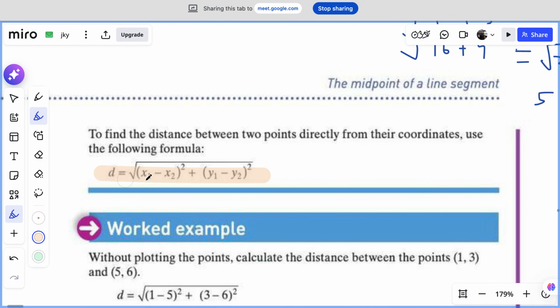So 10 equals to, what's the gradient? How do you know the gradient? Because the first line, and they are parallel. The first line, the gradient is -3. So the second line, line B, the gradient will also be -3. So I'm going to put -3 here.